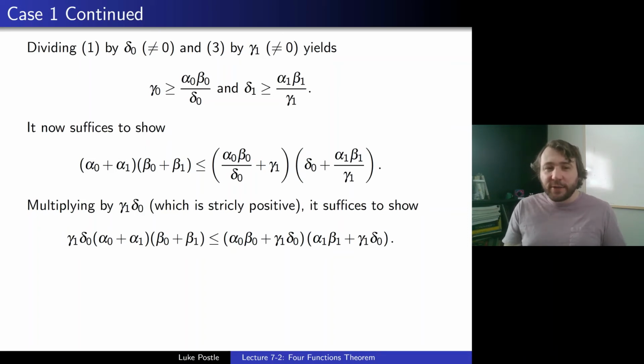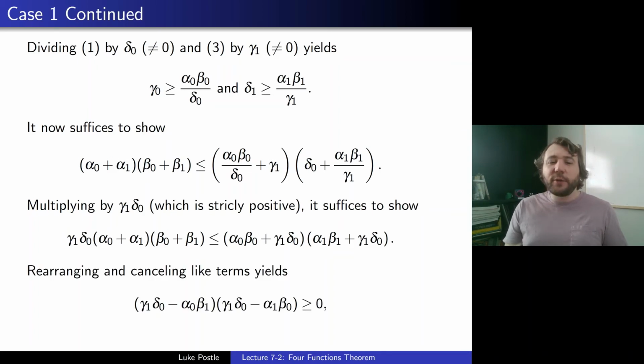We get gamma 1 delta 0 times the product of the alphas and the betas. And the right side clears up very nicely to alpha 0 beta 0 plus gamma 1 delta 0 and alpha 1 beta 1 plus gamma 1 delta 0. So you see we get the same gamma 1 delta 0 term in both by this manipulation. Now that looks a little scary, but actually they have a lot of similar terms that you can cancel and rearrange. If you rearrange and cancel the like terms, you get gamma 1 delta 0 minus alpha 0 beta 1, times gamma 1 delta 0 minus alpha 1 beta 0, is at least 0. That's the equation we want to show holds.